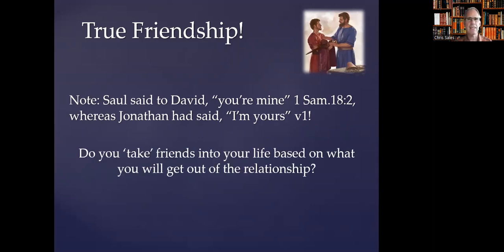So this is really a question we need to ask for ourselves. Do we take friends into our life, into our friend group, based on what we're going to get out of the relationship? I mean, what was in it for Saul? Well, there was some prestige. There was being connected with this man who had taken down Goliath. He wanted to be associated with this person who now had a great reputation.